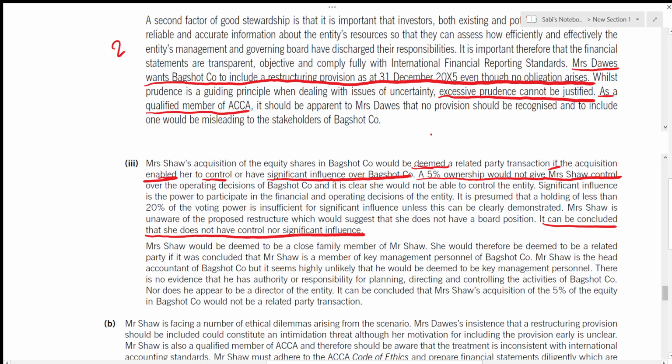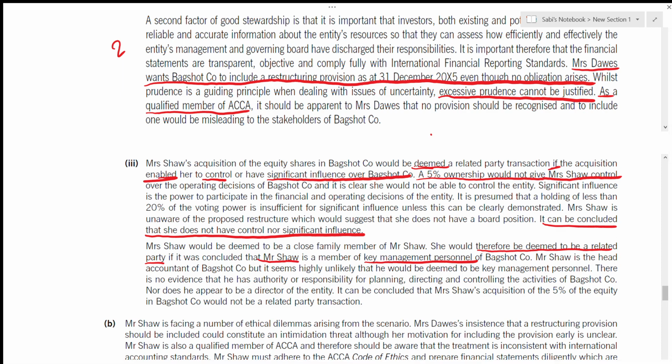Now let's go to the second paragraph. Mrs. Shaw would be deemed to be a close family member of Mr. Shaw. She would therefore be deemed to be a related party if it was concluded that Mr. Shaw is a member of the key management personnel of Backshot Company. Right? See, she would therefore be deemed to be related party only if it was concluded that Mr. Shaw is a member of key management personnel of Backshot Company. Then they could say there's a related party.